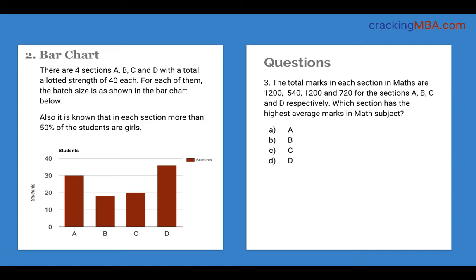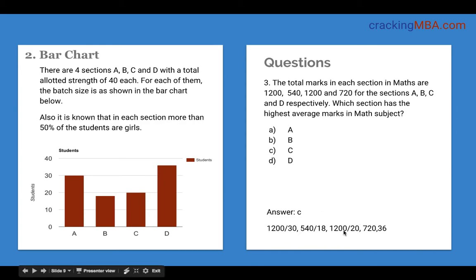So quickly we can put 1200, the total marks, divided by the batch strength, which is 30 for section A, 540 divided by somewhere between 15 to 20 for section B, 1200 by 20 for section C, and 720 by around 36 for section D. So if we just do the quick math, we don't need to actually solve it. We can immediately eliminate one of the options.